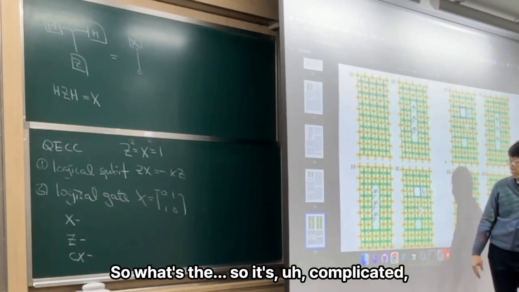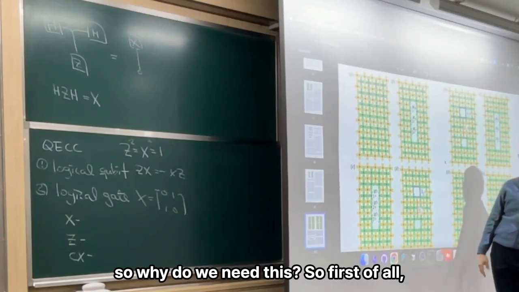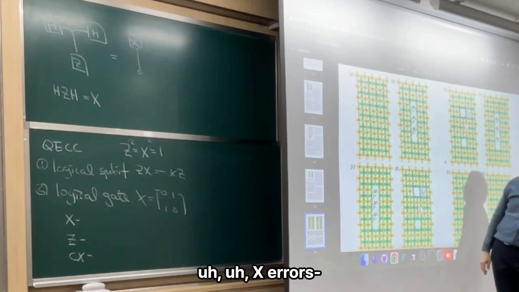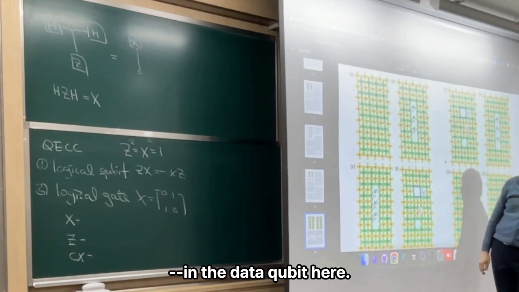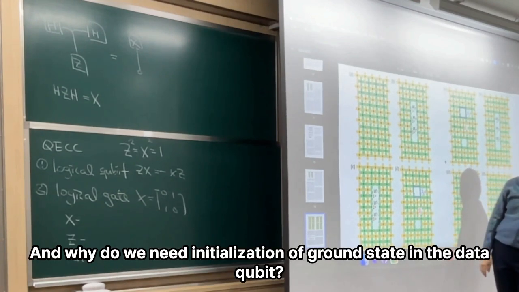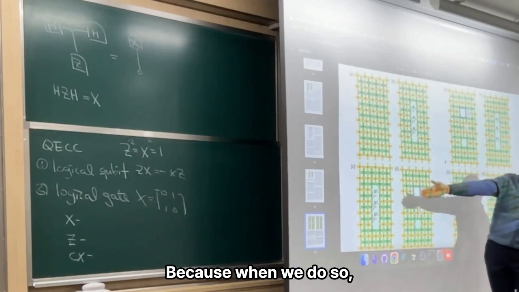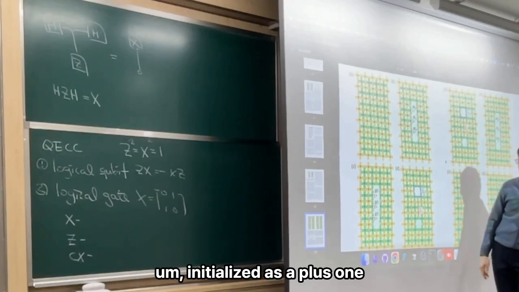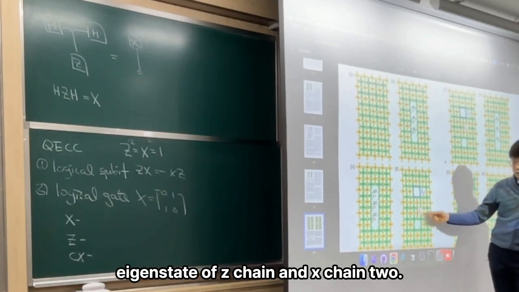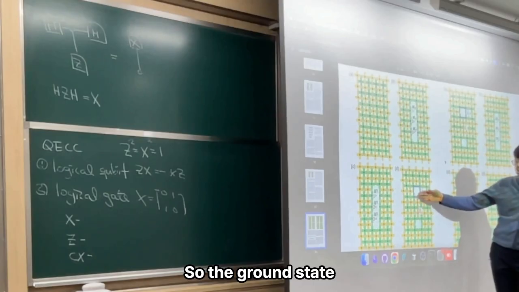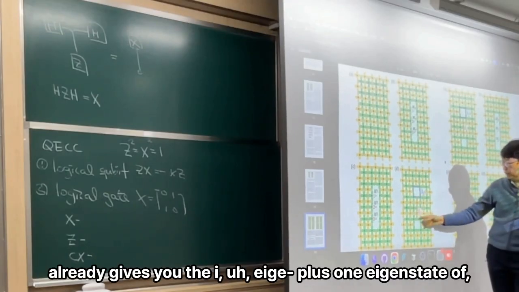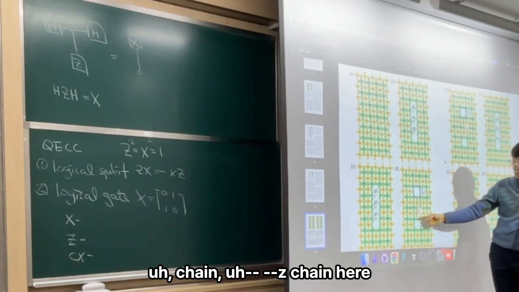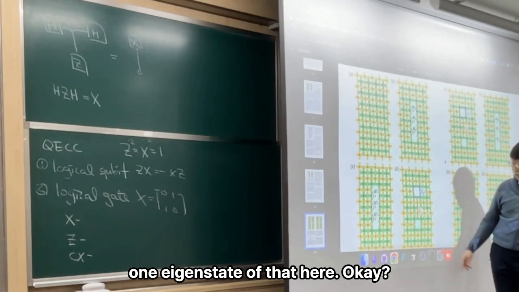So it's complicated. So why do we need this? So first of all, we want to keep track of all the X errors in the data qubits here. And why do we need the initialization of the ground state in the data qubits? Because when we do so, then this logical qubit is automatically initialized as a +1 eigenstate of the Z chain and X chain too. So the ground state already gives you the +1 eigenstate of the Z chain here, because the ground state 0 cat is a +1 eigenstate of Z here.